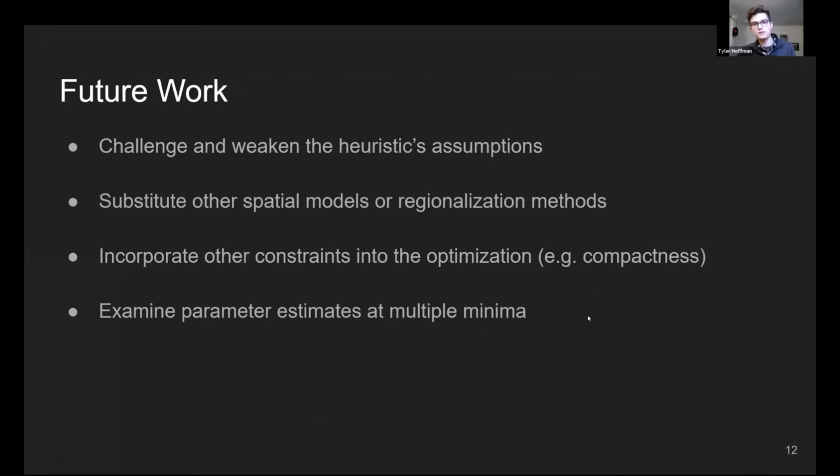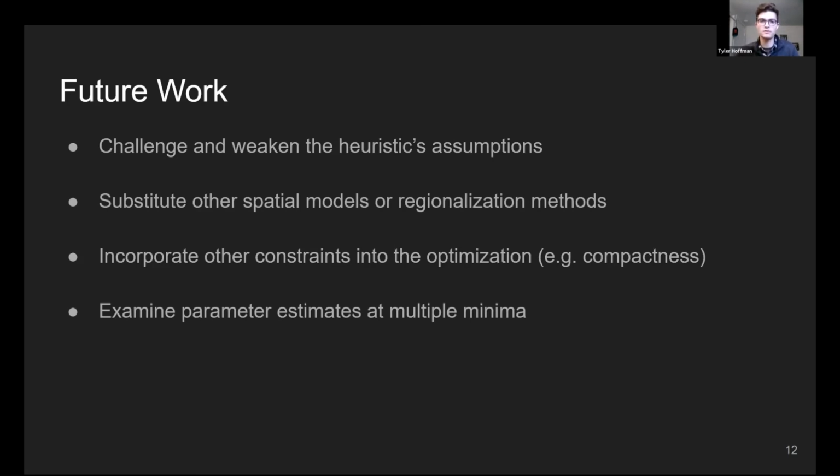It would be interesting as well to substitute other regionalization methods, such as max P regions, thanks to a recent paper by Sergio Rey et al. in 2020. There is actually now a very efficient way to run the max P regions procedure, and it would be interesting to see how that changes things, if at all. As well as running perhaps just a spatial regression, spatial lag, spatial error model instead of a spatial interaction model.